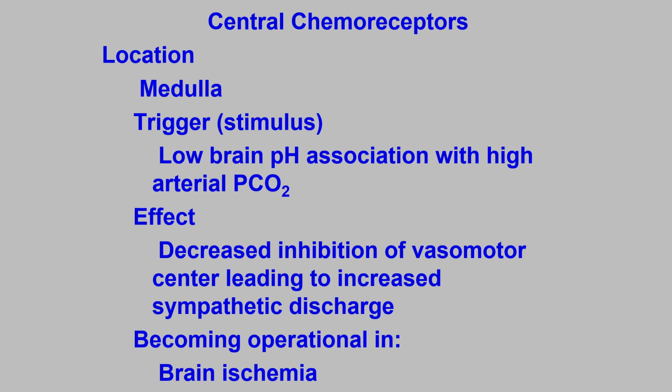The central chemoreceptors are present in the medulla. Again, they get activated when the brain pH falls, and they lead to an increase in sympathetic discharge, becoming operational in brain ischemia. So these are fairly primitive mechanisms that are clinically not very relevant, but need to be mentioned.